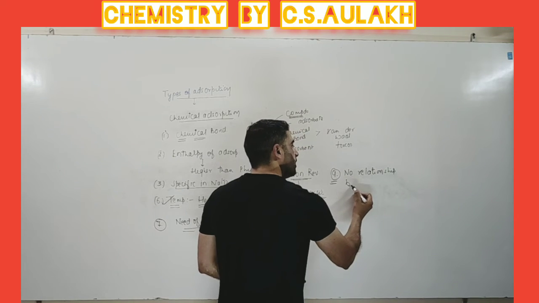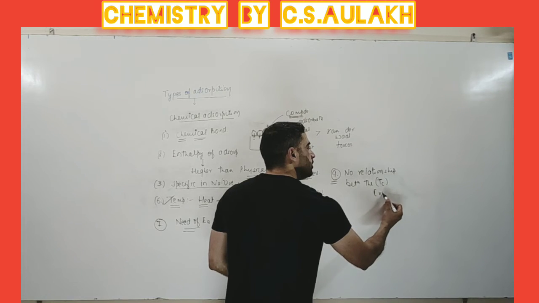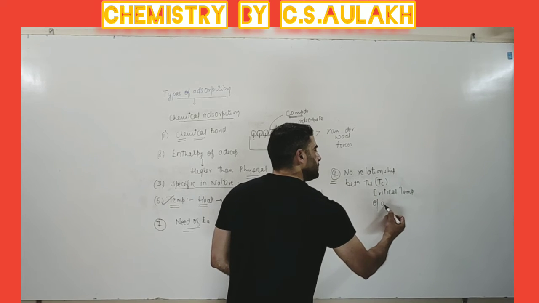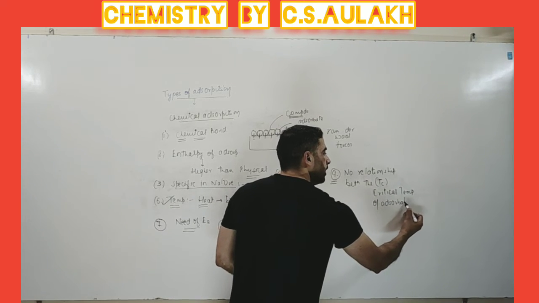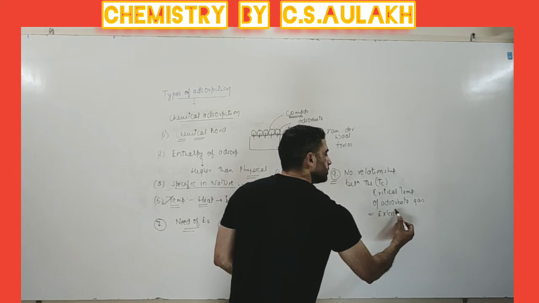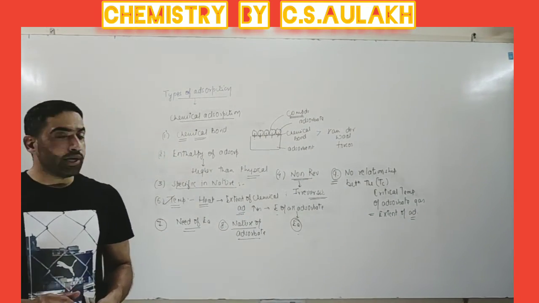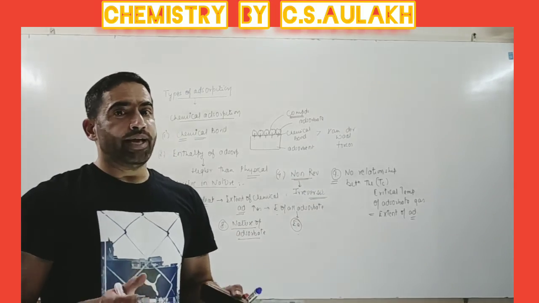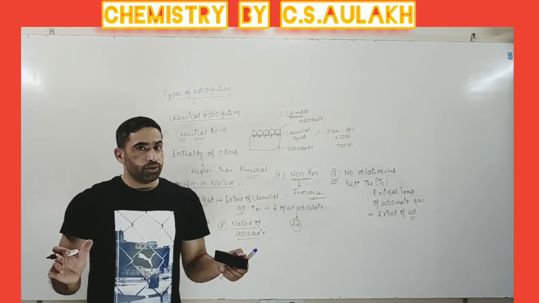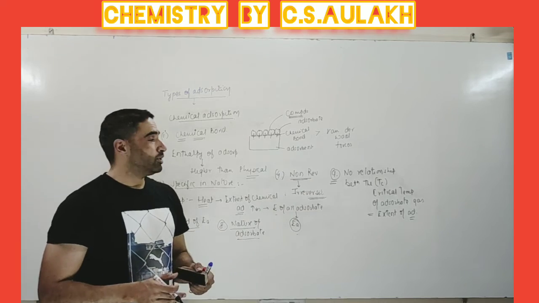So the ninth characteristic is, in this case there is no relationship between the critical temperature of the adsorbate gas and the extent of adsorption. While in physical adsorption, the higher the critical temperature of the gas to be adsorbed, the more is the extent of adsorption. But in chemical adsorption, there is no such relationship between the extent of adsorption and the critical temperature of the gas to be adsorbed.